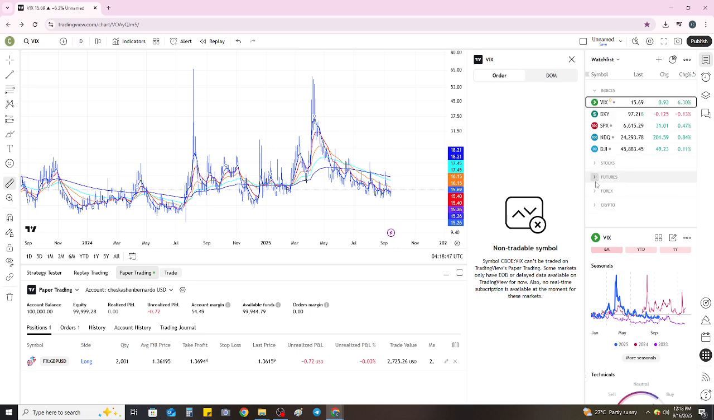Practice is key, so try this out a few times with different charts to get the hang of it. Happy trading!